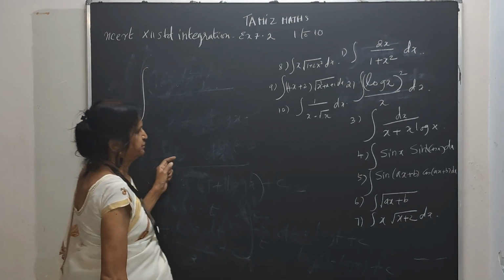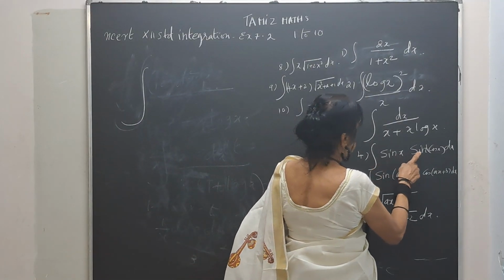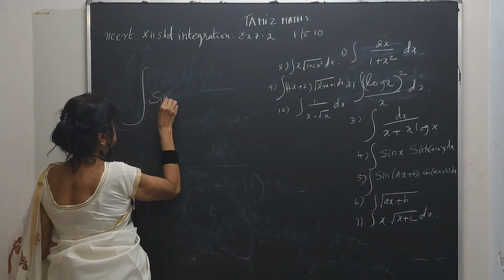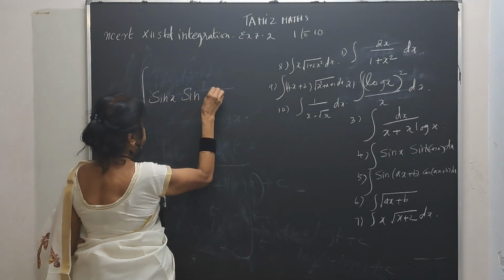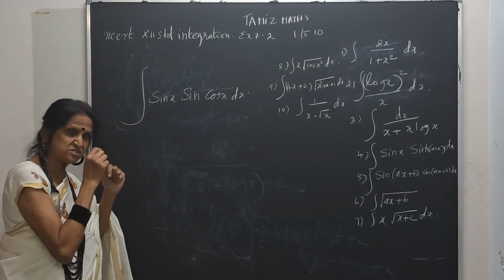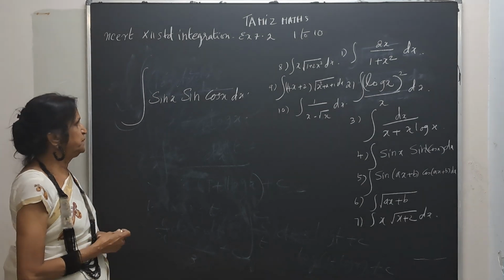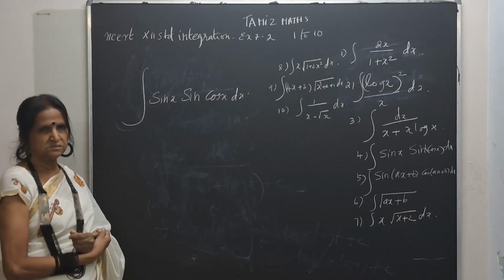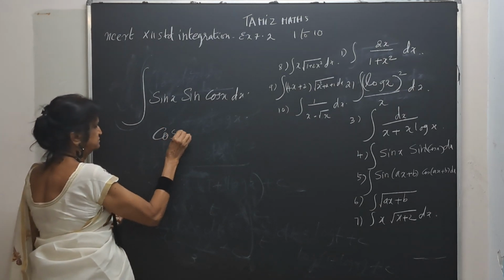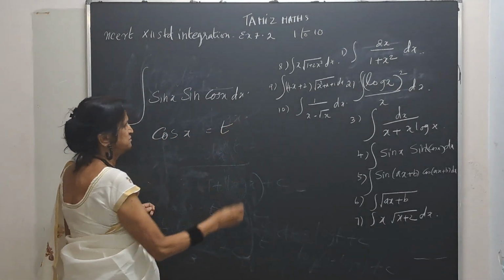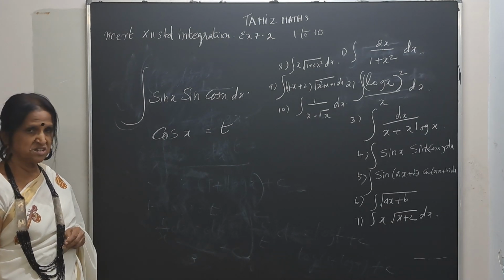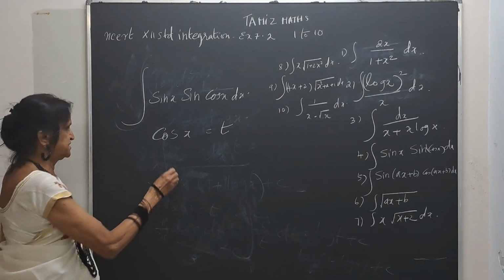Integrate sin x, sin cos x dx. It is sin cos x. Okay? But put cos x as t. Where are you putting that? What is derivative of cos x? Minus sin x dx.